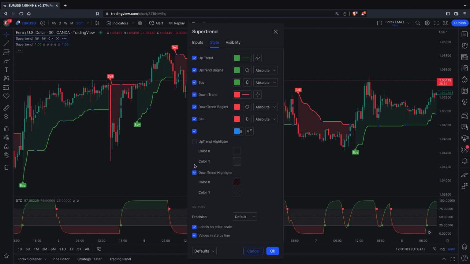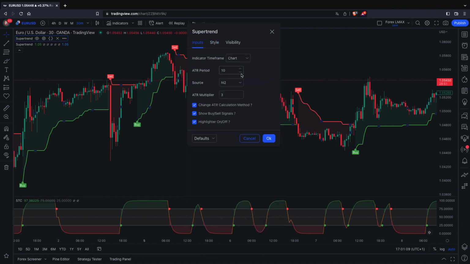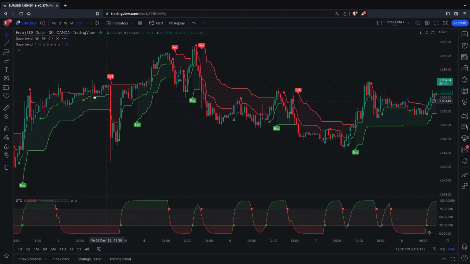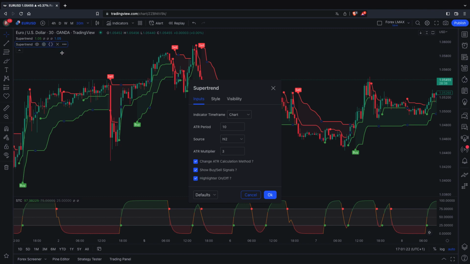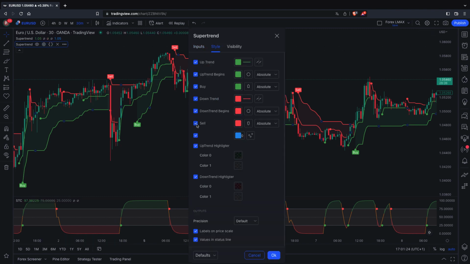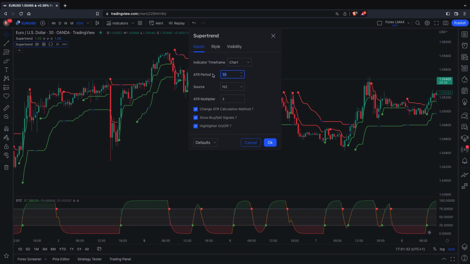In both Supertrend indicators, we should go to Tab Style and uncheck Buy, Sell, Uptrend Highlighter and Downtrend Highlighter to get a clearer view of the indicator. The first Supertrend indicator settings are ATR period to 21 and ATR multiplier to 1. The second Supertrend indicator settings are ATR period to 14 and ATR multiplier to 3.